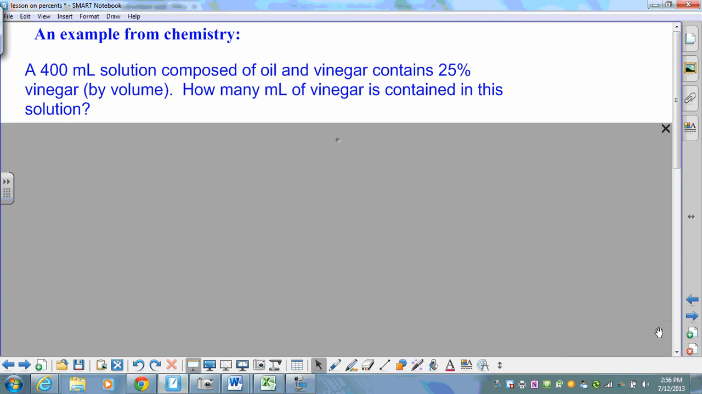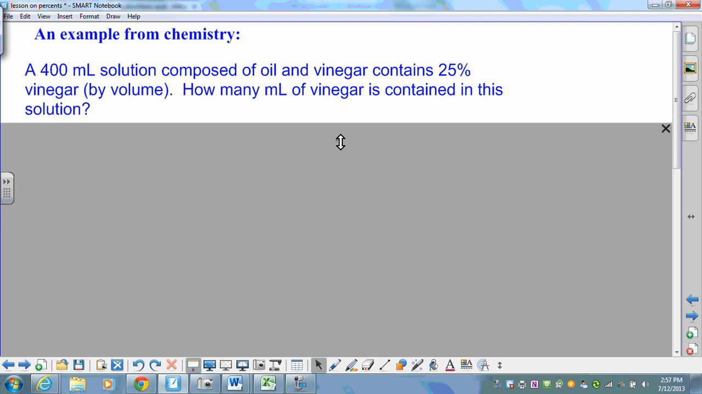And here's our next example. A 400 milliliter solution composed of oil and vinegar contains 25% vinegar by volume. How many milliliters of vinegar is contained in this solution? So 400 milliliters for the entire solution. And basically we're asked to find 25% of that total amount because that's how much vinegar there will be. So all we have to do is take 25% of 400.